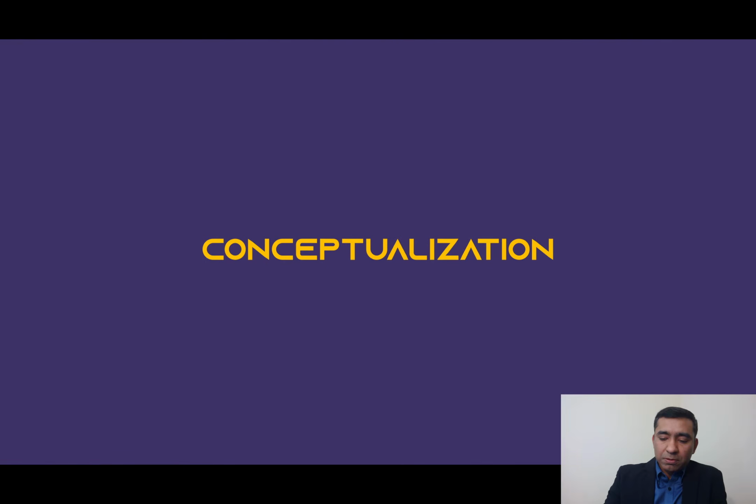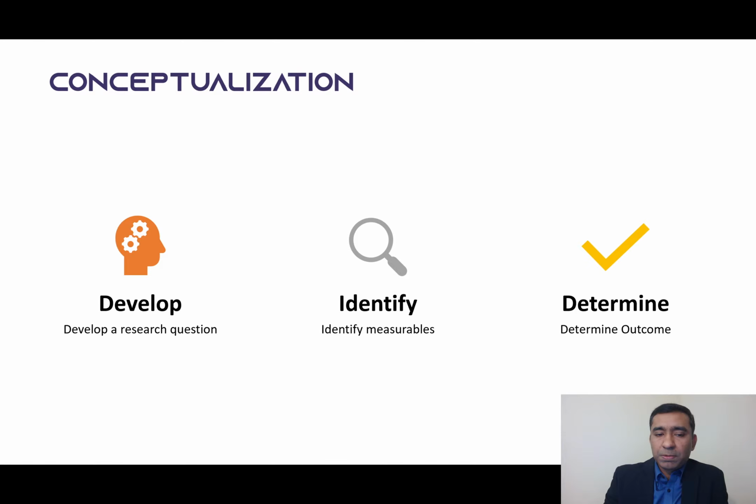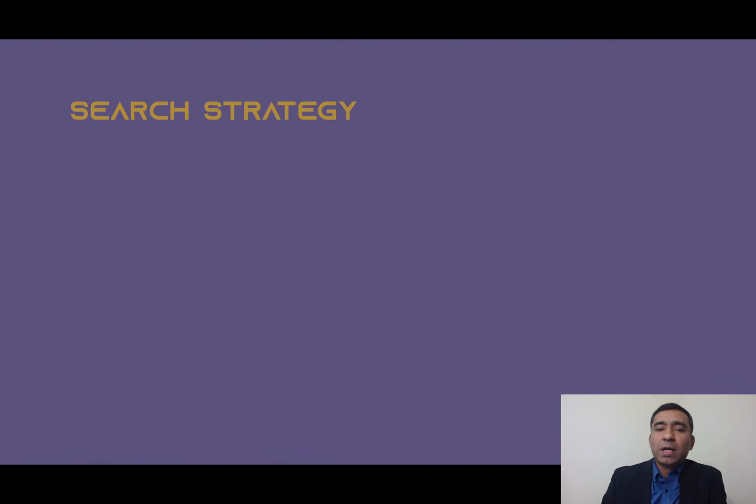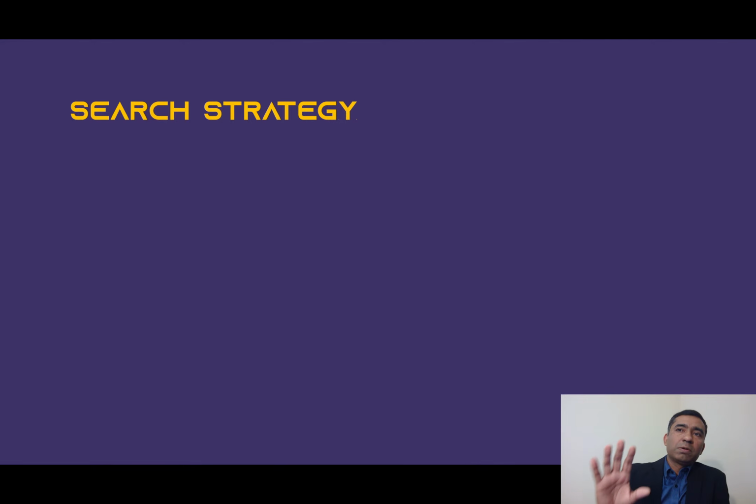So conceptualization is very clear. You develop the research question, identify measurables, and determine your outcomes. They are simple processes. So we pose a research question, and then we identify what exactly we need to measure, and finally we have our expected outcomes in our mind, and then we move on with the process.